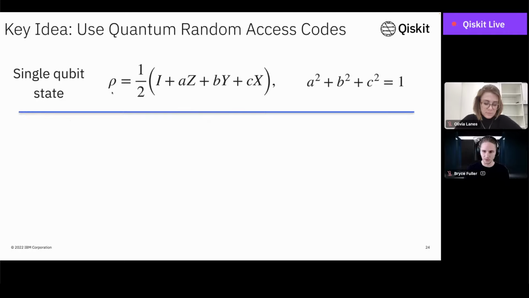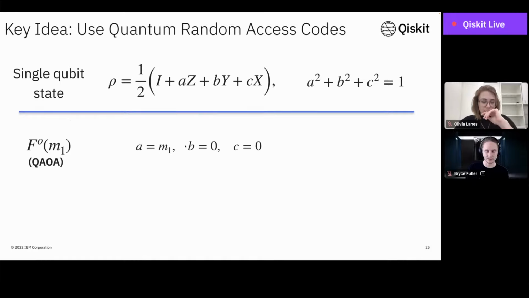But the point is that you can take any single qubit state and represent it in the following way with this Bloch vector, essentially, where you have some degrees of freedom on the coefficients of these Z, Y, and X Pauli observables, and they have this normalization constraint. So this mapping that we showed before, F naught, is basically just saying we're going to encode our bit of information, M1, into this variable A, and we're going to set B and C equal to 0 all the time. So that's a fine thing you can do, and again, it leads to a very natural construction.